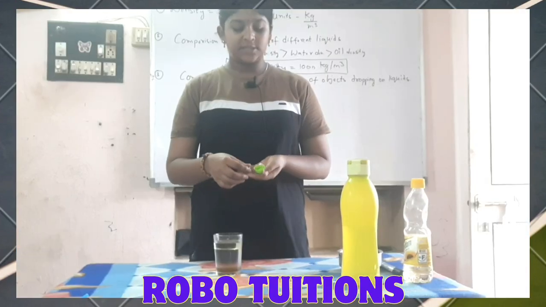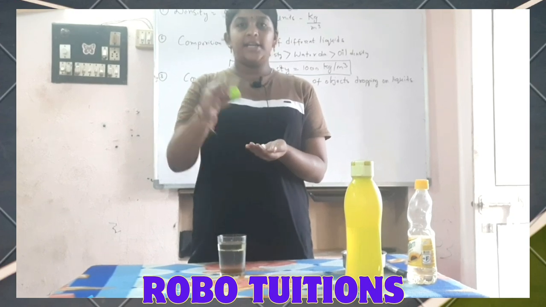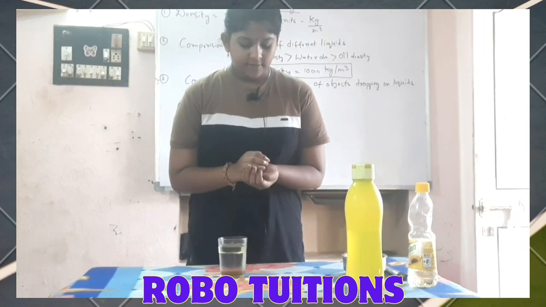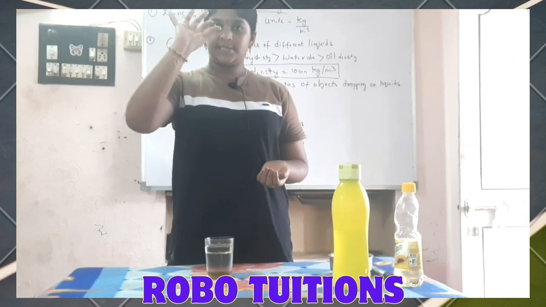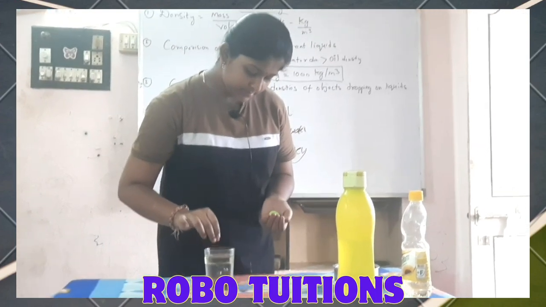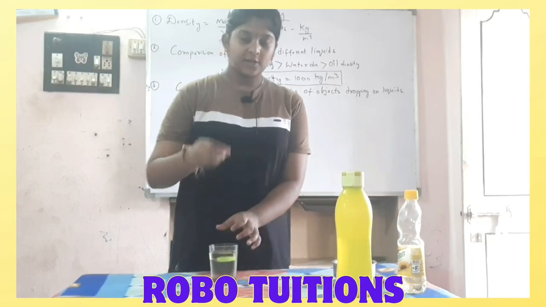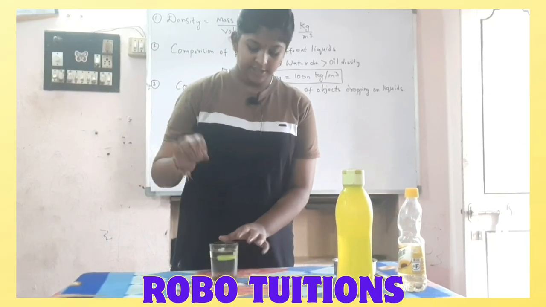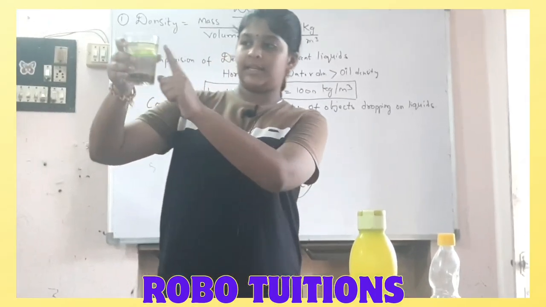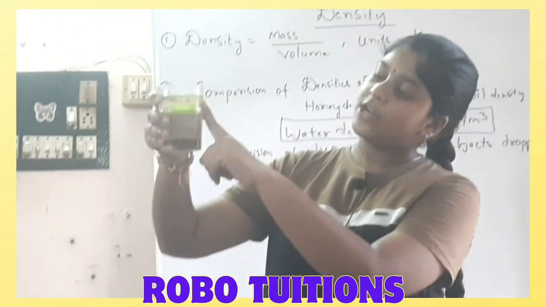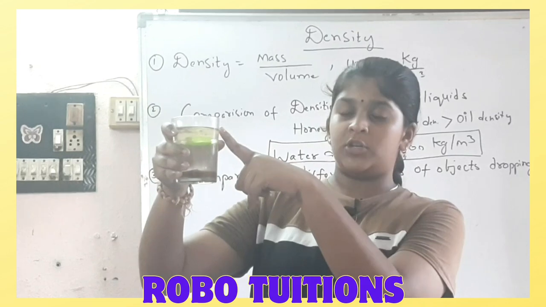These are the three objects. First one is magnet, second one is bottle cap, third one is thermocol sheet. Now I am going to keep these in the glass.